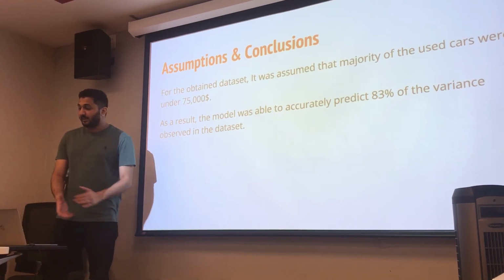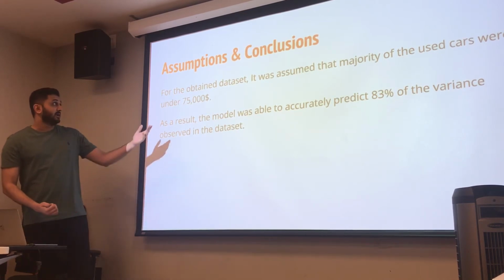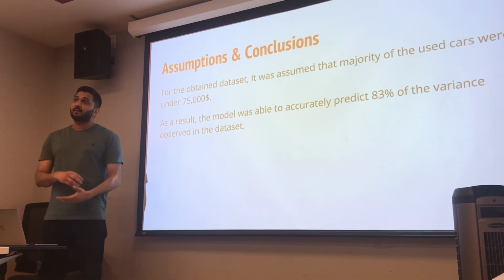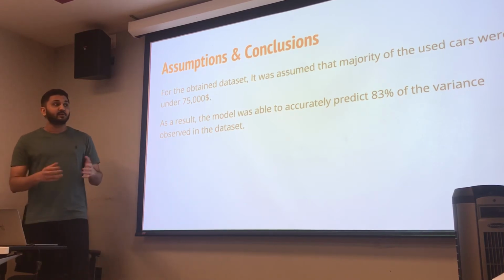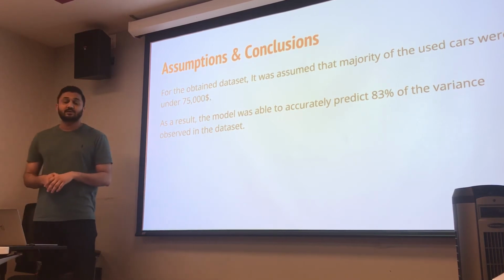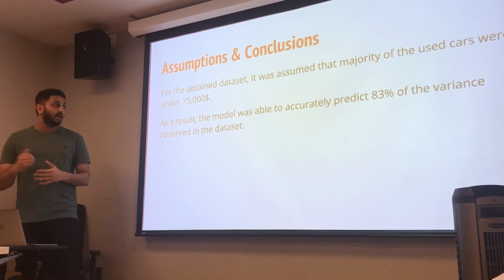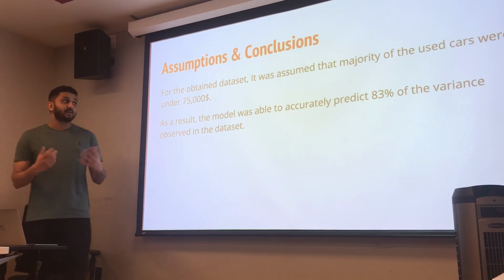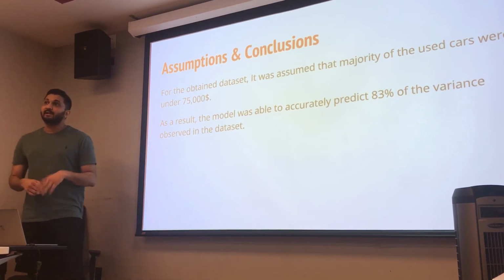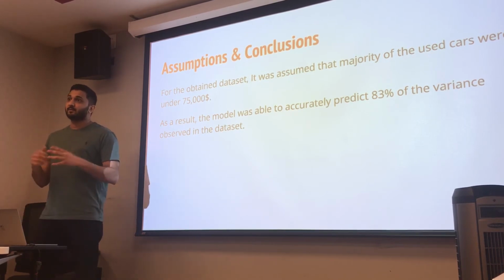And basically, a conclusion is, assumptions were that most of the used cars fell under the $75,000 range. So that's something I used to keep the prediction rate high. And as a result, I was accurately able to predict 83% of the variance in car prices.